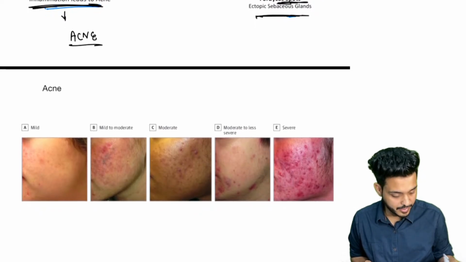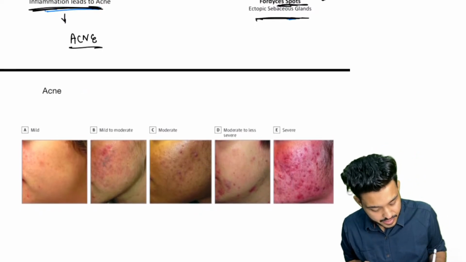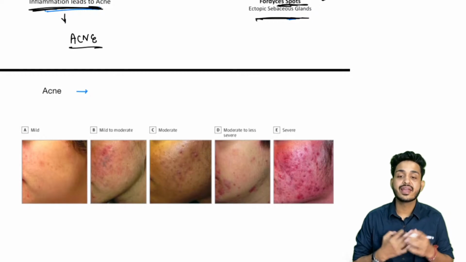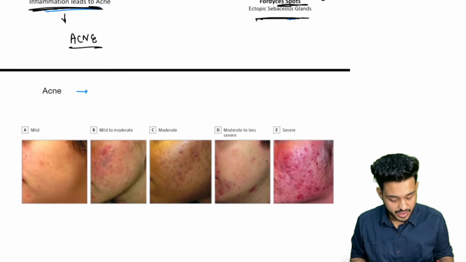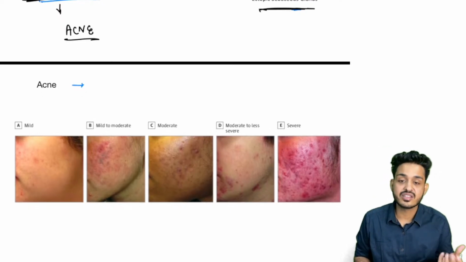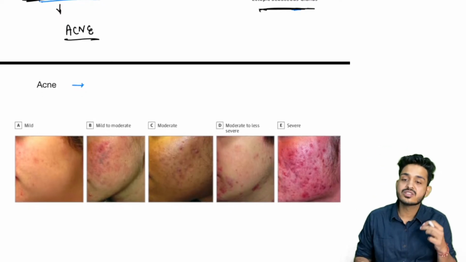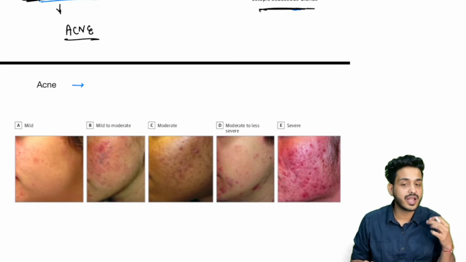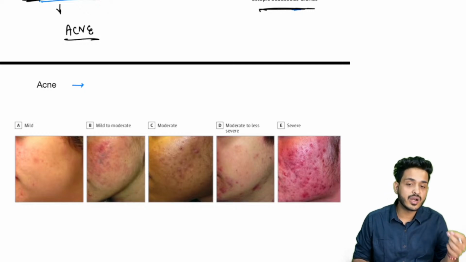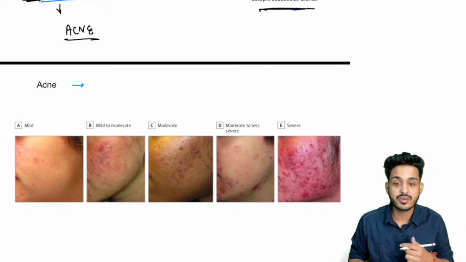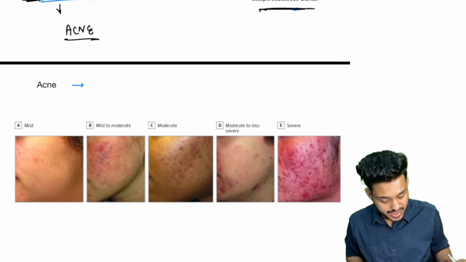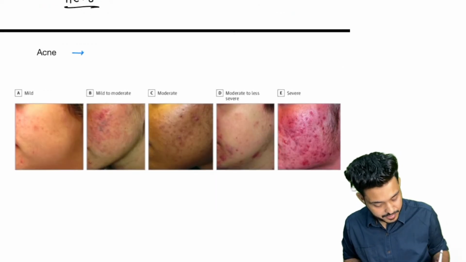So just remember. Next thing, I have told you what is acne. Acne is nothing but the inflammation of pilosebaceous unit. That is what is known as acne. What is the most common organism from your microbiology? What is the most common organism that is causing acne? Which organism is it, guys? Tell me in the comment section.